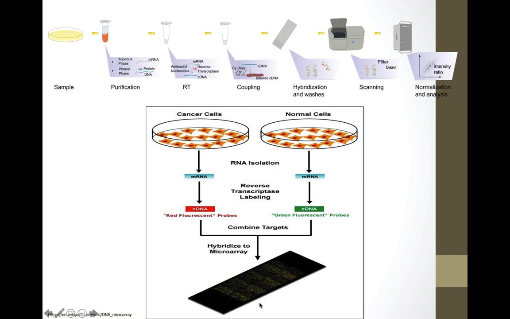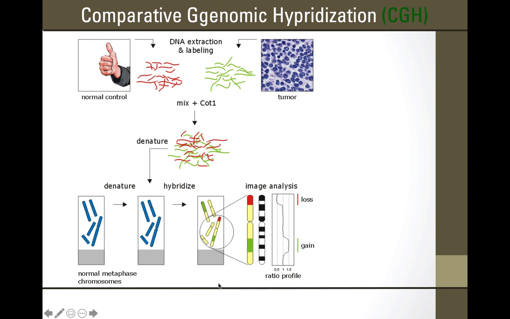Now you are not going to read the wells one by one. This is again another one: a normal control in red, tumor in green, you put them together, you denature them, and then you hybridize them. For example, this is a normal metaphase chromosome, and you hybridize them together. And then you can analyze. If the abnormal has bound, it means there is gene loss, as you can see here. You hybridize the DNA, put it on the slide, and look. If the normal control is present and the other is not there, it means there's loss, and conversely there's actual gain.